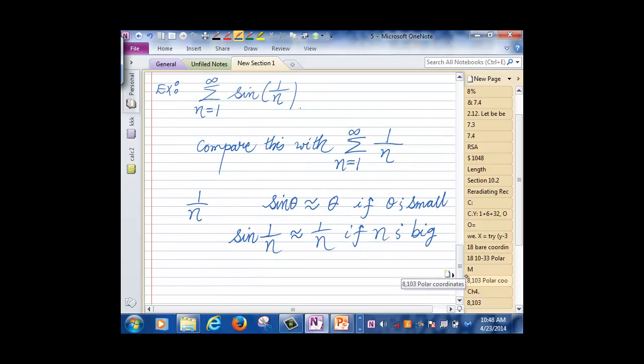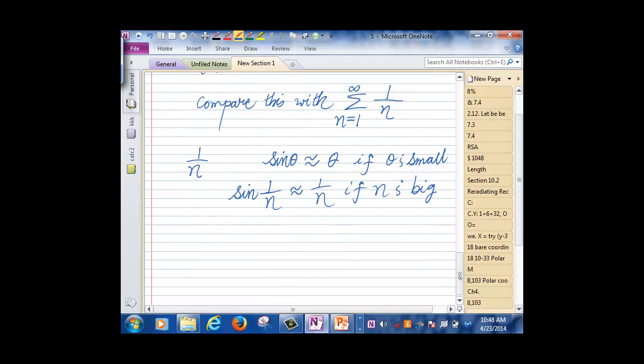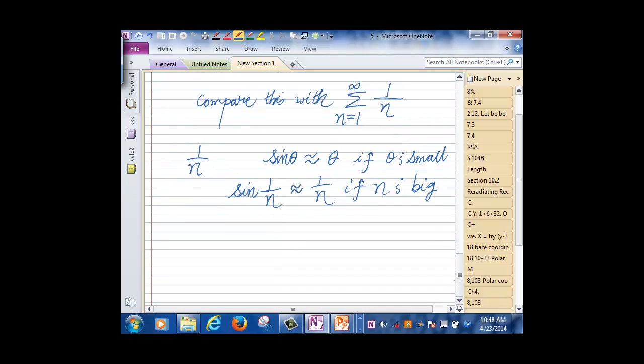Is everybody okay? So now how do I show that my series is divergent? Well, I have a series to compare with. The series that I picked, 1 over n, is a p series with p equals 1, and it is divergent. So let's take the limit of the ratio of corresponding terms. So take the limit as n goes to infinity of sine of 1 over n divided by 1 over n. What is that?